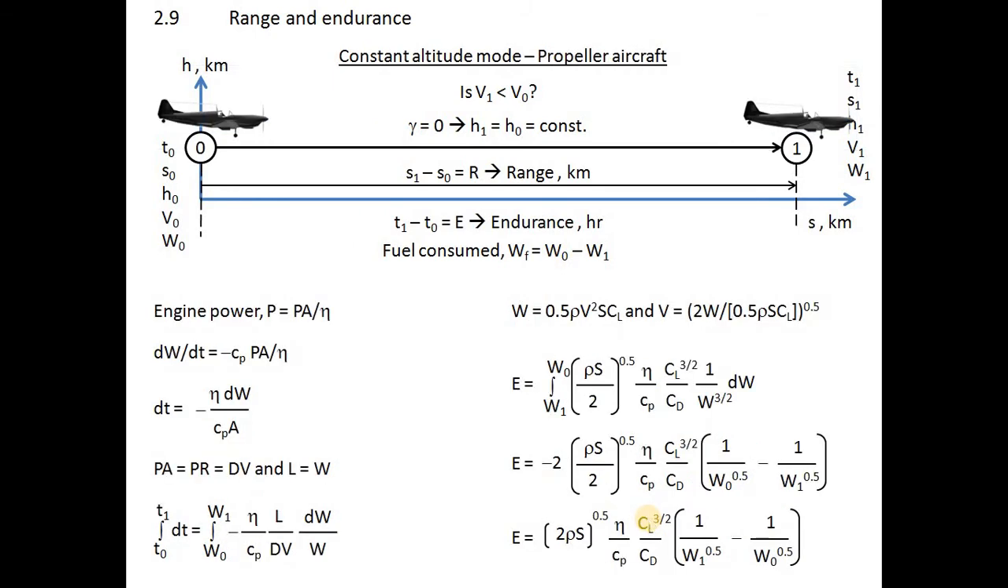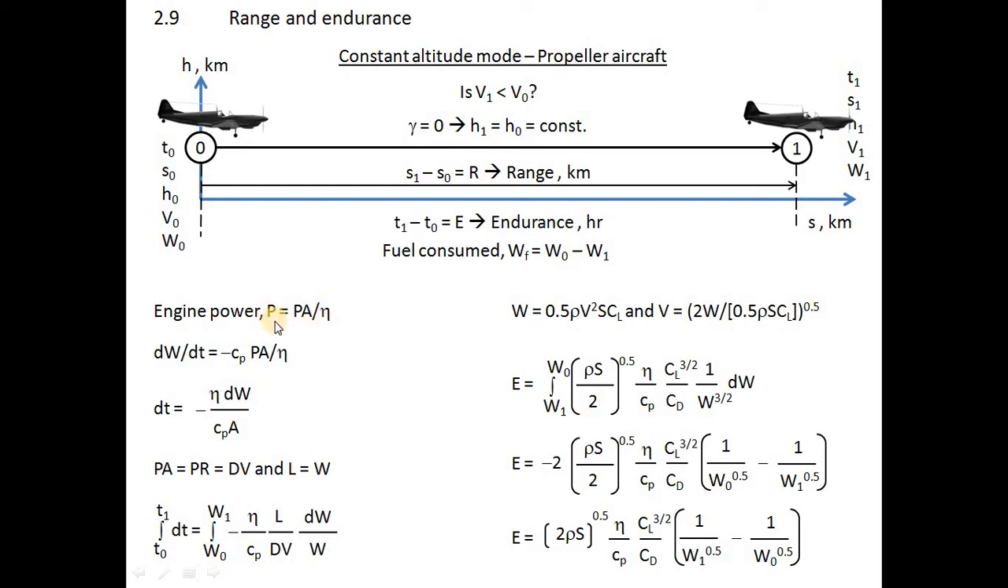For propeller aircraft, again, this is a constant altitude mode. If you look at the condition before and after, it's the same, but the derivation will be different. We have engine power now. This engine power P is equal to the power available, the actual power delivered by the propeller and engine combination, divided by the efficiency of the propeller and engine combined.